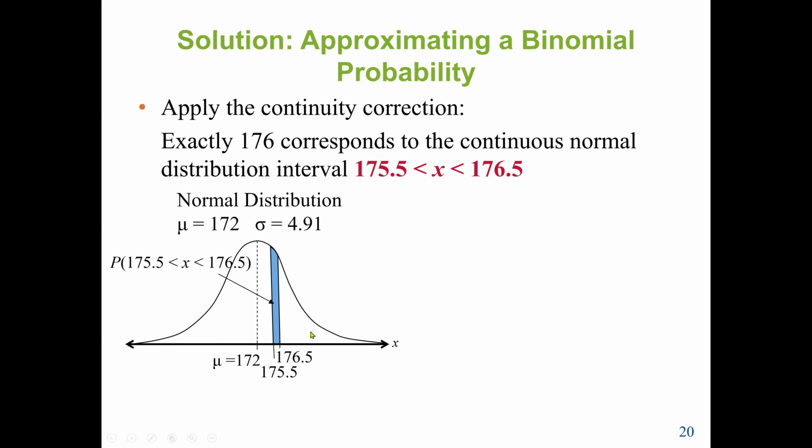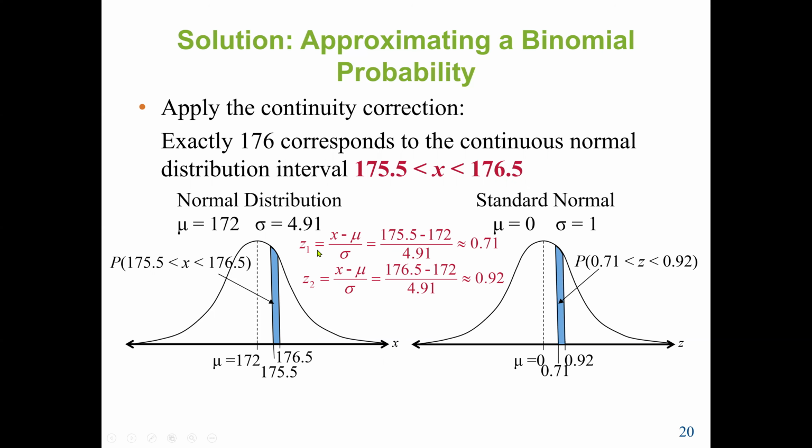But if it's exactly a value, then now we have two parts: 0.5 to the left, 0.5 to the right, subtract and add it. So first we find the Z1. For Z1, we are using 175.5. Again, the reason we are doing this is because we are looking for the probability that exactly 176 correspond. So for an exact value, we have to subtract 0.5 to the left and add 0.5 to the right, and get the two values. This is the shaded area we are looking for, between 175.5 and 176.5.